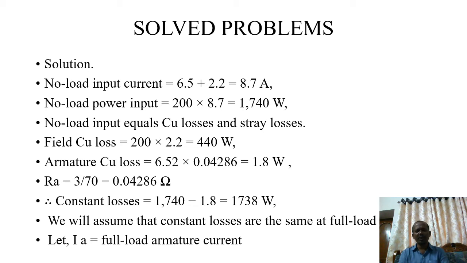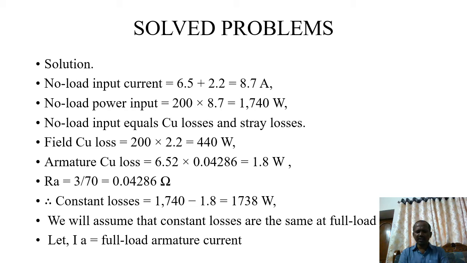Therefore, field copper loss is equal to 200 into 2.2, which is 440 watt. Armature copper loss is equal to current 6.5 squared into Ra, armature resistance 0.04286. Therefore, armature copper loss is 1.8 watts.